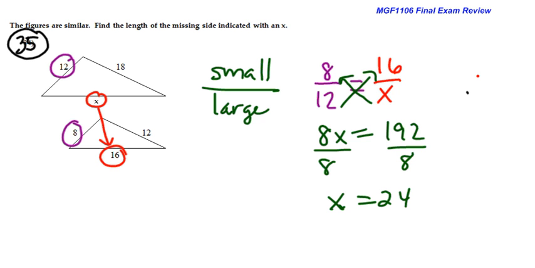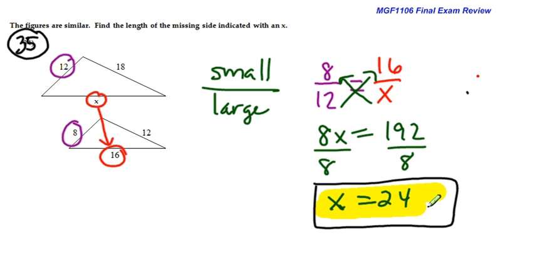Double check, are there any units labeled in this problem? No. If there were, we would put single units on our answer. Also make sure it is a reasonable answer. This should be a larger number because it is in the larger triangle. Answer to number 35 is 24.